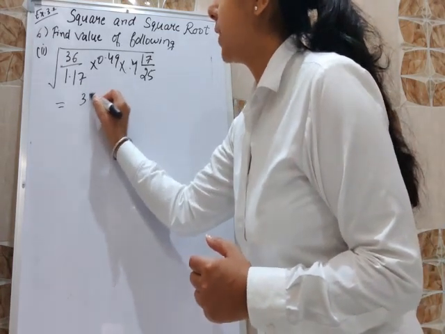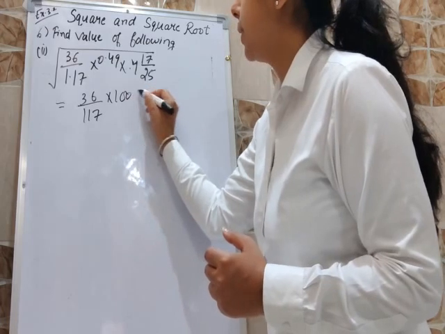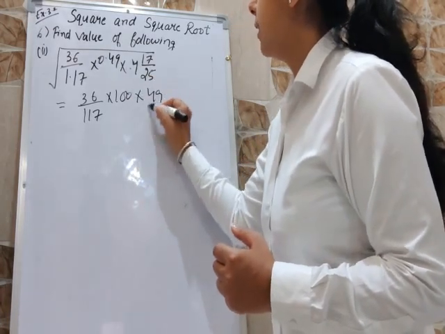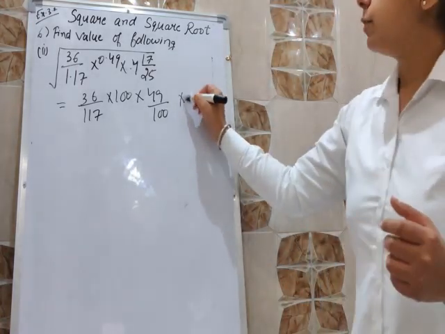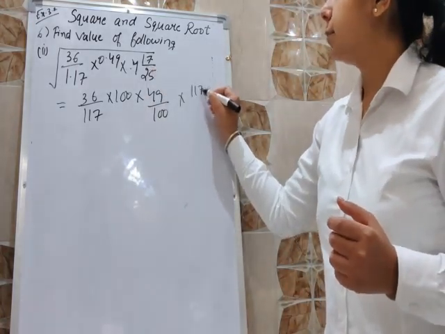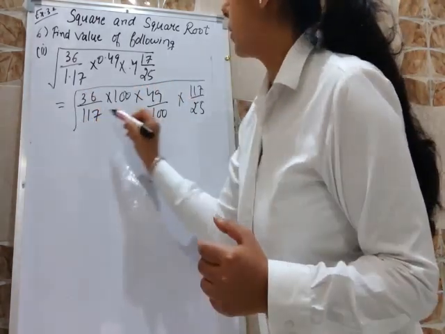First of all, remove the decimal places. You will get 117 over 100 in the numerator. Here 49 in place of a decimal, 100 in the denominator. And here you will get 117 by 25. So first of all, simplify this equation.